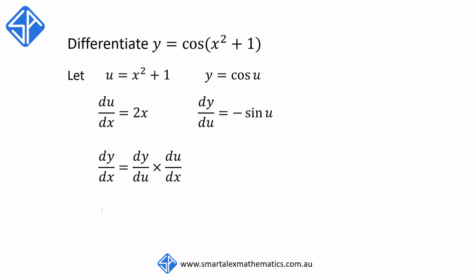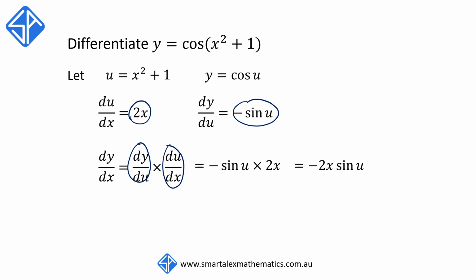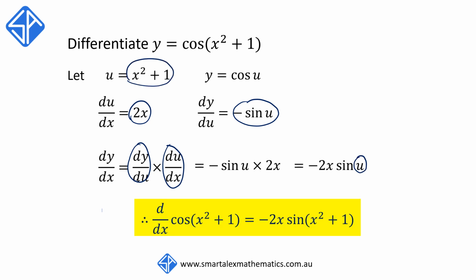We again apply the chain rule, which says dy on dx is equal to dy on du times du on dx, and we're going to replace dy on du with negative sine u and du on dx with 2x, so that this becomes negative sine u times 2x, or negative 2x sine u. And for our last step, we just replace this u with x squared plus 1, and we have the derivative of cos of x squared plus 1 is equal to negative 2x times sine of x squared plus 1.